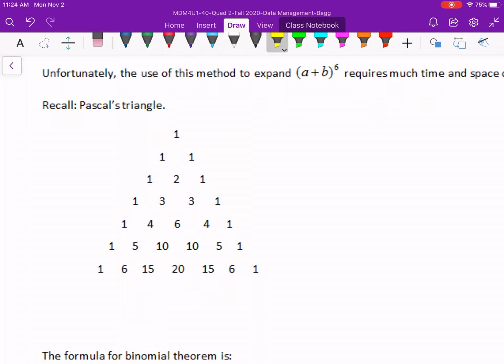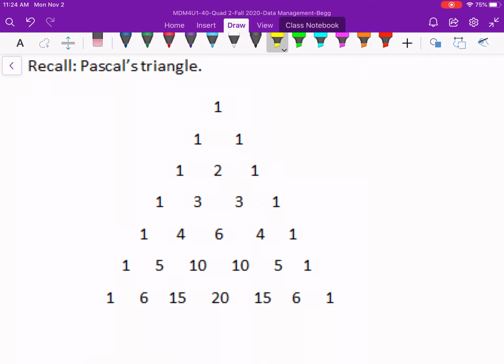It still requires some work, but much, much less work. It requires us to use Pascal's triangle, which we've already talked about, and here's just a reminder of what it looks like, at least the first 7 rows, meaning up to row 6, since the first row is considered row 0. But we could extend that to more rows if we needed to.